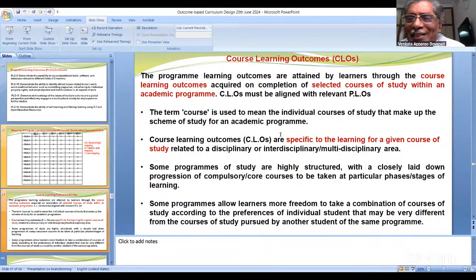You can also watch my video on mapping course outcomes with program outcomes, one video. And calculation of attainment of course outcomes and program outcomes, another video also is there. There I have discussed in detail. The term course is used to mean the individual courses of study that make the scheme of study for an academic program. Course outcomes are specific for learning to a given course, maybe interdisciplinary or disciplinary.